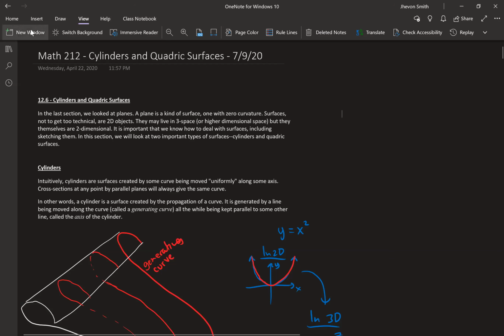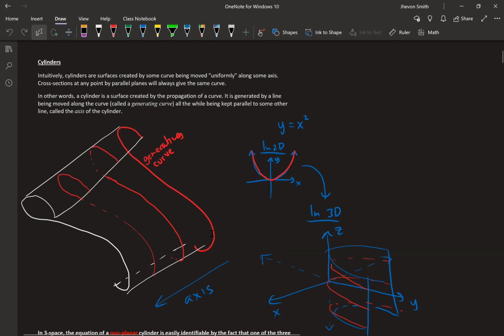This was last week's lecture, just to remind you where we were. We learned how to sketch cylinders and quadric surfaces. A big thing about cylinders: a cylinder is when you take a curve and you propagate it along some axis. The curve is called the generating curve.